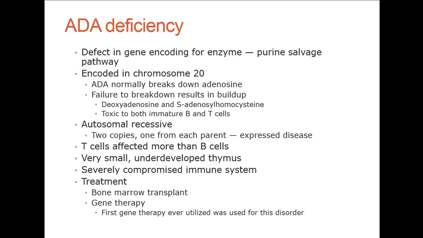It's an autosomal recessive problem, so you have to get 2 copies, one from each parent, in order to express the disease. T cells are very affected, more so than B cells. We see a very small underdeveloped thymus, a severely compromised immune system, and the treatment for this is bone marrow transplant or gene therapy. So it's quite serious.